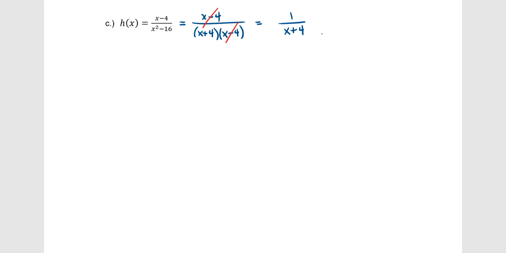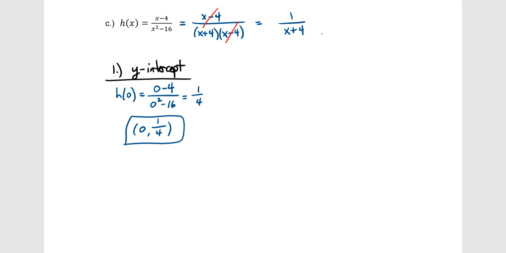So if I were doing this, I would recognize that this is going to be a transformation of the reciprocal function 1 over x. It's going to be a horizontal shift to the left 4 units, and we have to take into account the hole. But let's do this the way that we've been doing it. So for the y-intercept here, we get a y-intercept of 1/4.